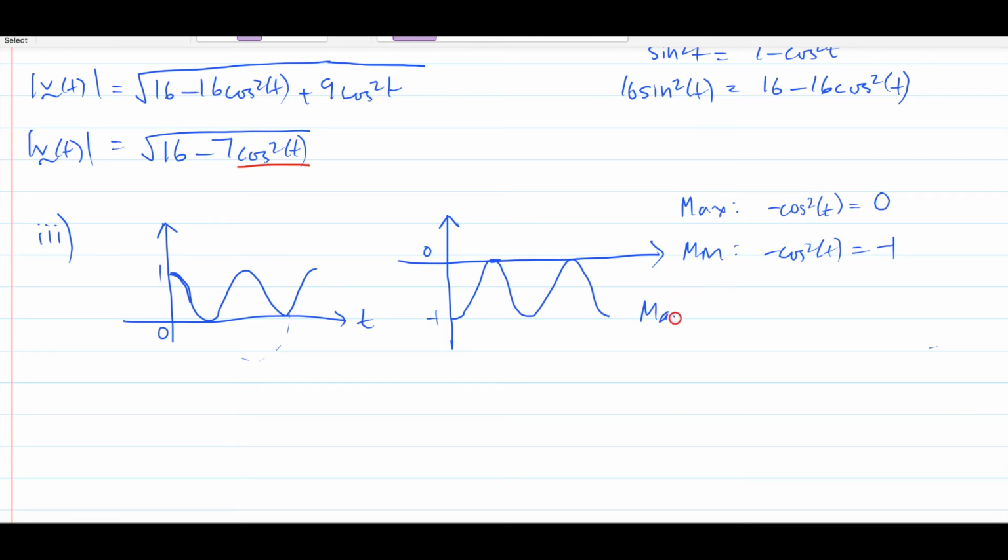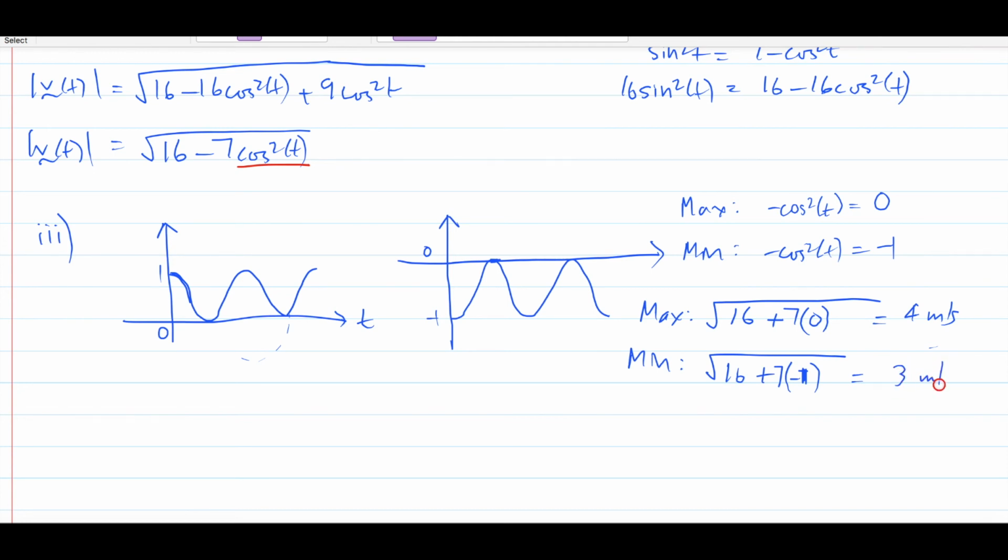So what we do is, if you want to find the max speed, then it's just square root 16 plus 7 times your negative cos square when it's at the max, okay? So times by 0, and you get root 16, which is just 4 meters per second. Now if you want to get the min speed, very simple as well. You square root 16 plus, and then let's have a look over here. Your min speed occurs when your negative cos square t is -1. So negative cos square is -1, okay? So -1 times 7, I forgot to multiply by the 7 on the outside. So 16 minus 7 gives you 9, square root of 9 is 3 meters per second. So that's your minimum speed, guys.